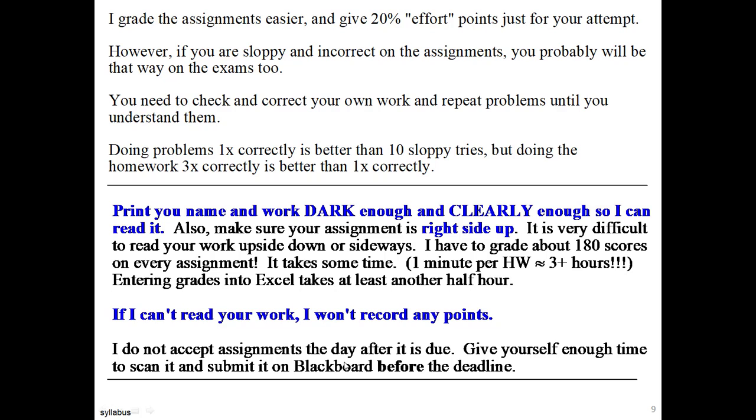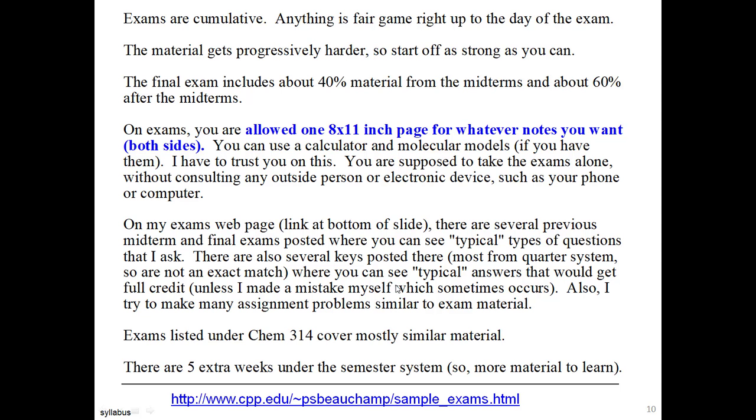I don't accept it late. So the next day is too late. If there's some critical problem, like your work or something, you can send me an email. I might allow you to turn it in on the same day. All right. And of course, you have to scan it and make it into a PDF file and upload it to Blackboard before the deadline, hopefully.